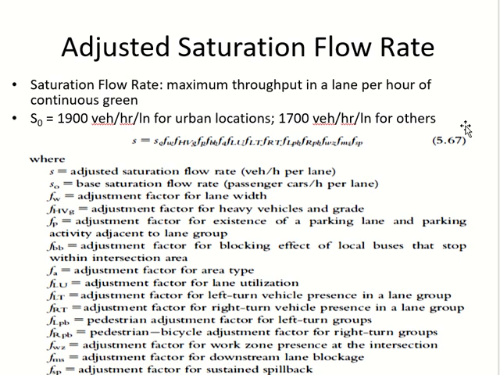In some of the books, they have given some recommended values as well, which you can see over here. So 1,900 for urban locations, 1,700 for rural areas. These are recommended values. If you want your own value, go and observe the minimum headway. Take the inverse. It will be your saturation flow rate. Clear?